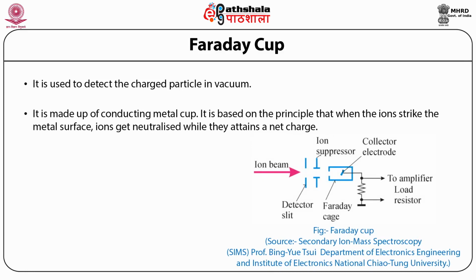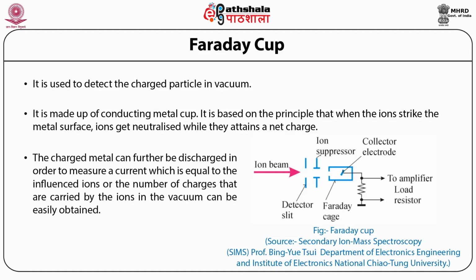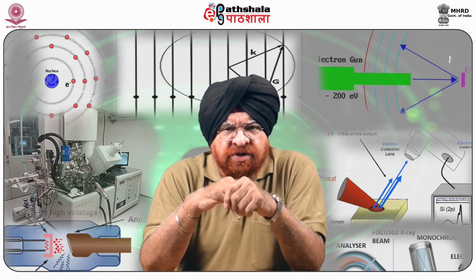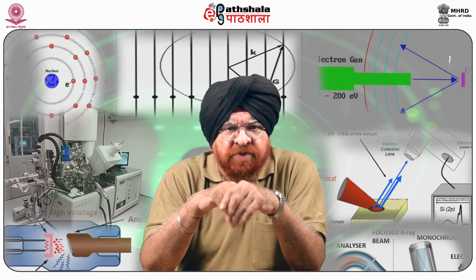It is made up of a conducting metal cup. It is based on the principle that when the ions strike the metal surface, the ions get neutralized while the cup attains a net charge. The charged metal can further be discharged in order to measure a current equivalent to the incident ions, so the number of charges carried by the ions in the vacuum can easily be obtained. The second part of the detector is the secondary electron multiplier.